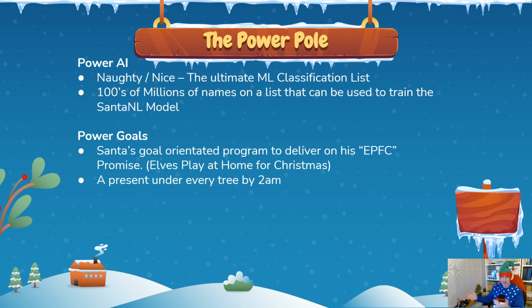What else is going to happen in here? Power Goals, part of Power BI, where you can have a goal-orientated program set up inside Power BI itself. You can set up objectives, and you can set up goals behind those objectives, some sub-objectives, some sub-goals, and we're going to use this to get to Santa's goal-orientated program to deal with what he's called an EPFC. All right, elves play at home for Christmas because we're very busy, and the target is that we want a day off at Christmas too. Ultimately, the only way we can get to this is a present underneath every tree by 2 a.m. Going to have a lot of work involved, lads. Power Goals will help us out.